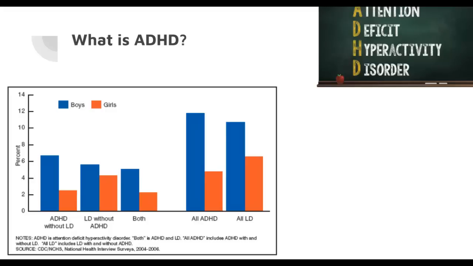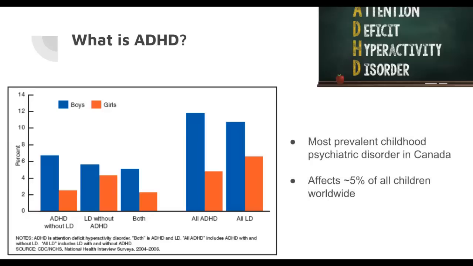Between 2004 and 2006, what we're really seeing is that boys tend to get diagnosed about 2 to 3 times more than girls do, which is kind of interesting. And in fact, it's usually the 12 to 17 age group where we see the diagnoses occur. Of course, with regards to Canada, it is the most prevalent psychiatric disorder, and about 5 in every 100 children, I would say, worldwide end up getting diagnosed with ADHD.